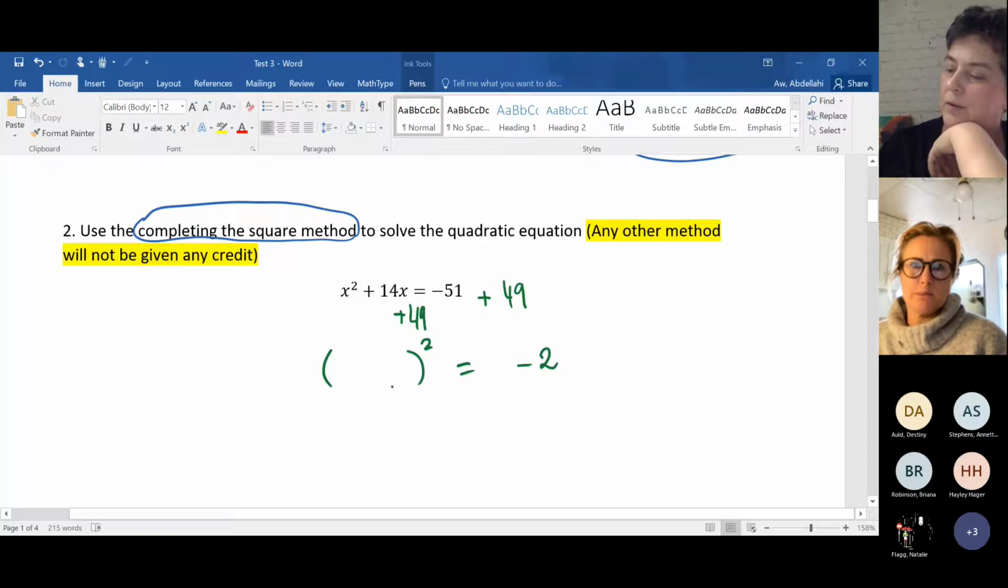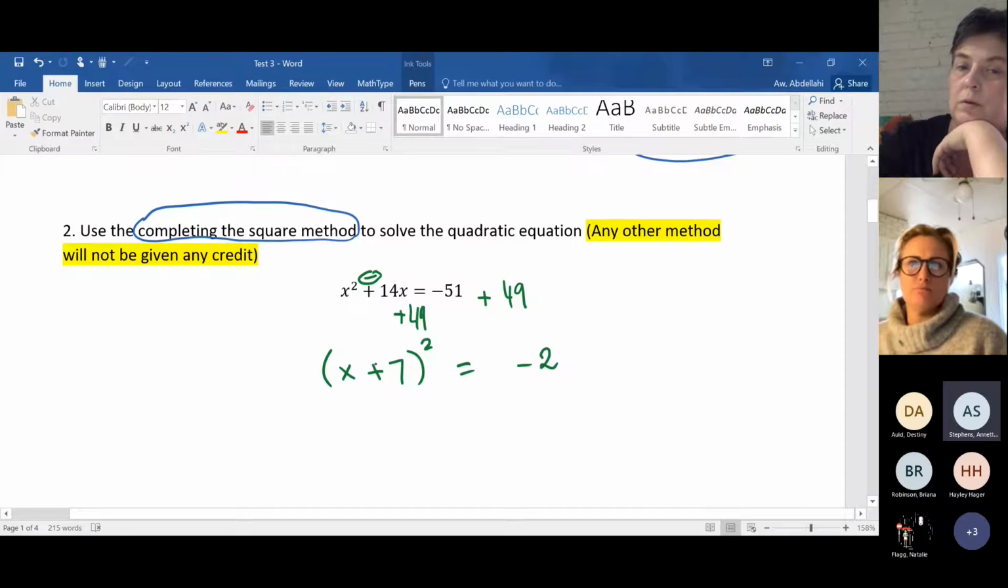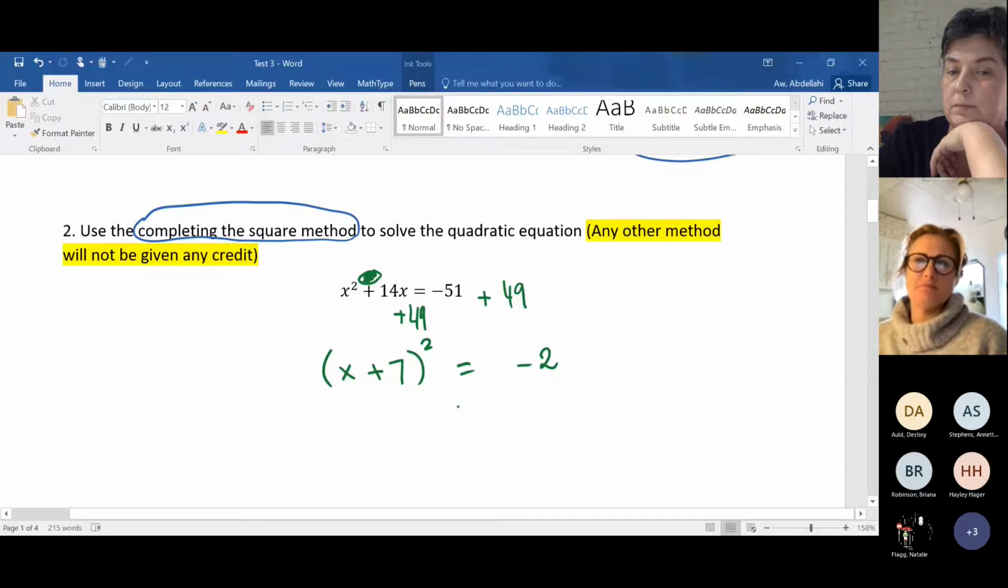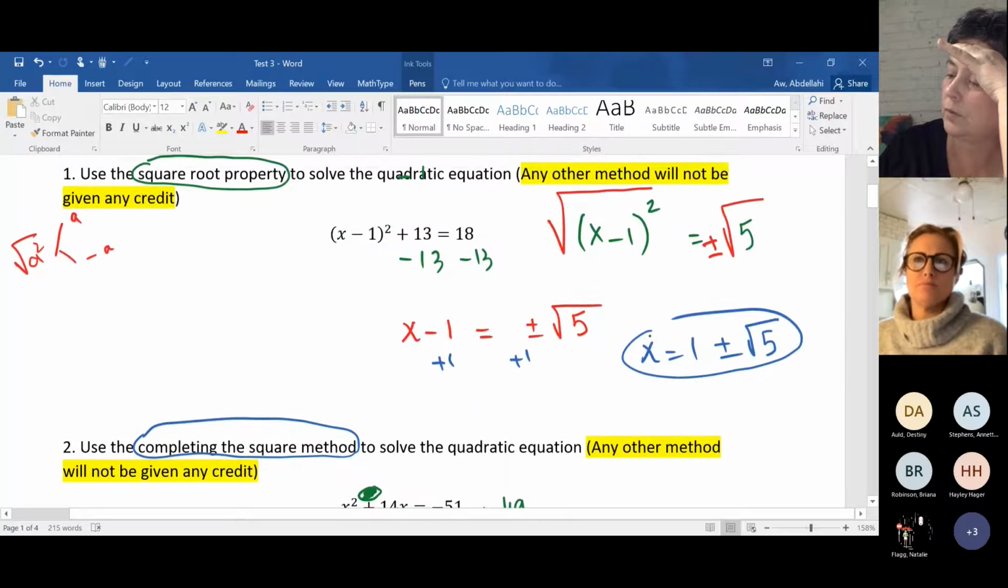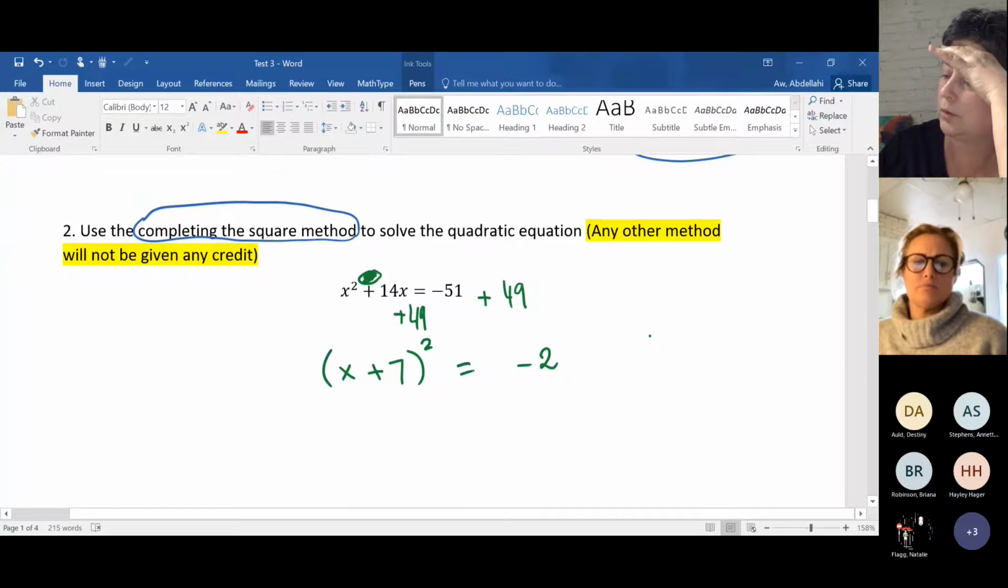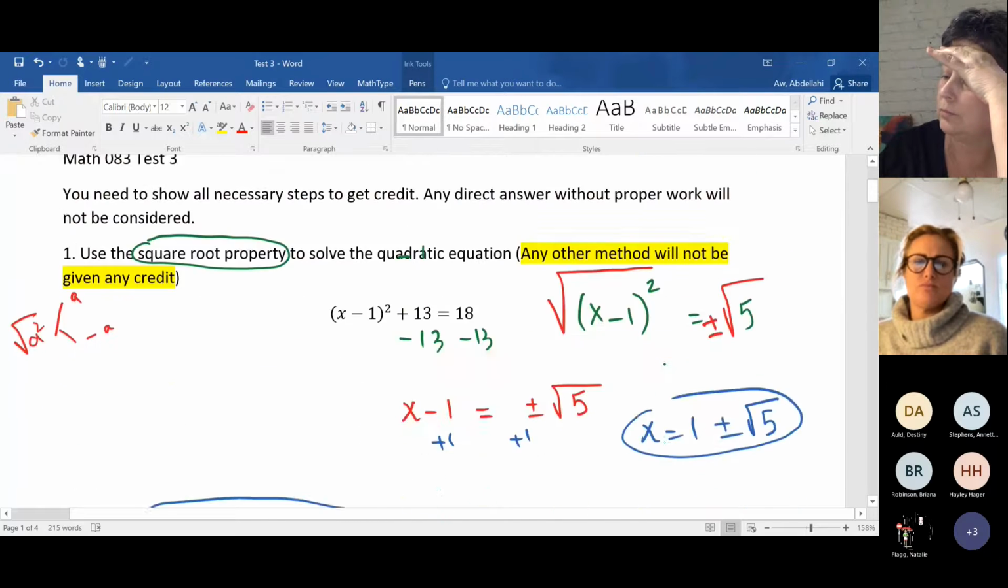Which square is that? What do you have inside the square? X plus 7. Exactly, 7 being the half of 14. If this was minus, what would it be? X minus 7. Exactly, it would be x minus 7 if this was a minus. So now we get something that looks like problem number 1, right? After adding 49, we get something that does look like problem number 1.